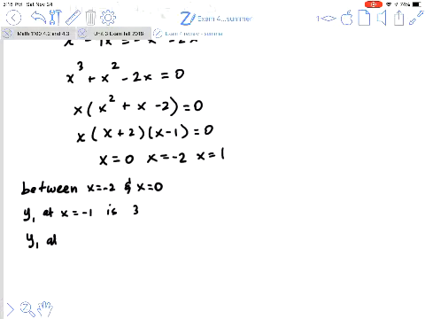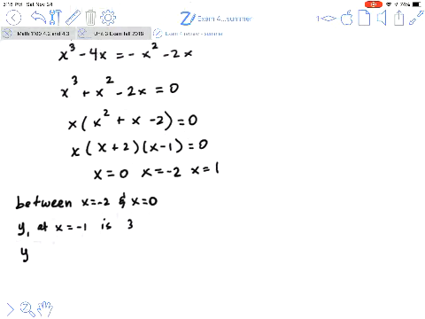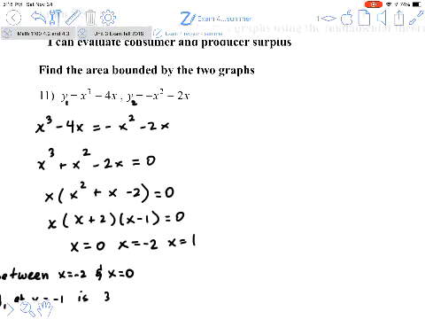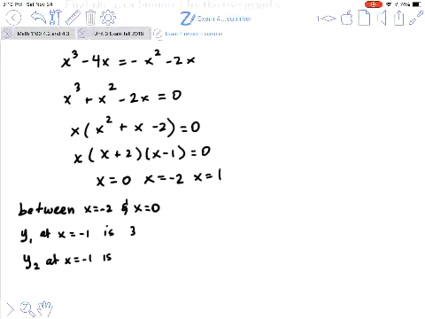y2 now, we already did y1. y2 at x equals negative 1. If I plug in negative 1 and square it, that's going to be 1, but then you multiply it by that negative, so it's negative 1. And then negative 2 times negative 1 is positive 2. So that equals 1. So this one is the upper, and that one is the lower.